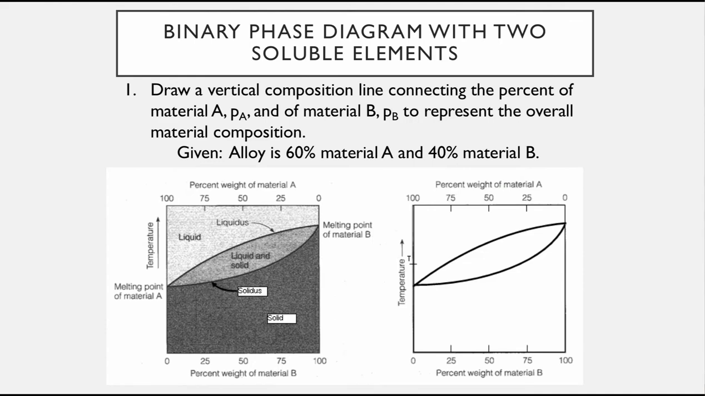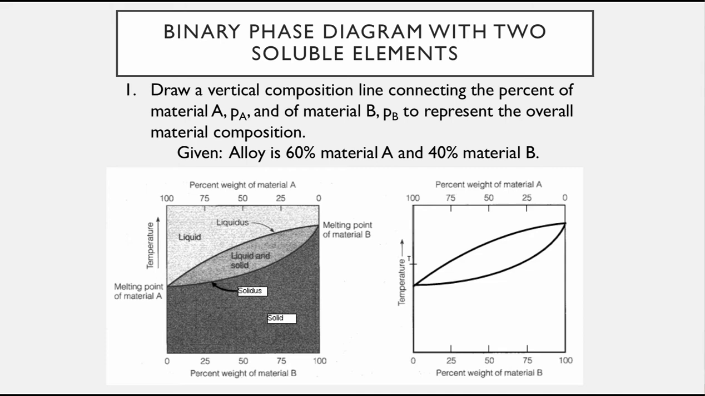So the first thing we want to do is talk about what's even the purpose of a phase diagram. And to orient ourselves to the phase diagram, let's notice on either the diagram on the left or the right that it's actually representing two different materials. So on the top, we see that we have material A, and we're representing the percent of weight that's material A. And then on the bottom, we have the percent of weight of material B.